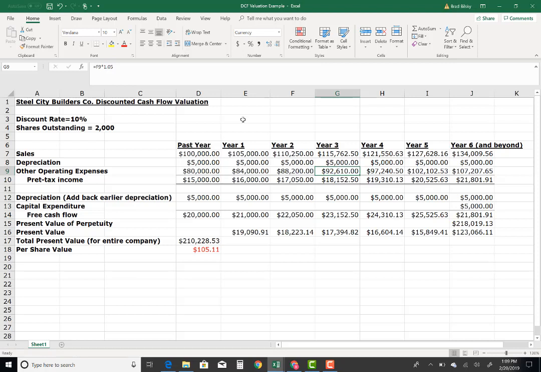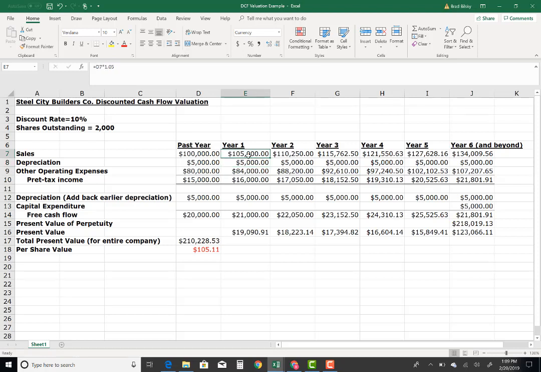All right, so part of this project is you're going to complete the spreadsheet. We want to figure out what the true value for a share of the stock is. And then I want you to do a one-page write-up just talking about why you used the numbers you did use in this spreadsheet.